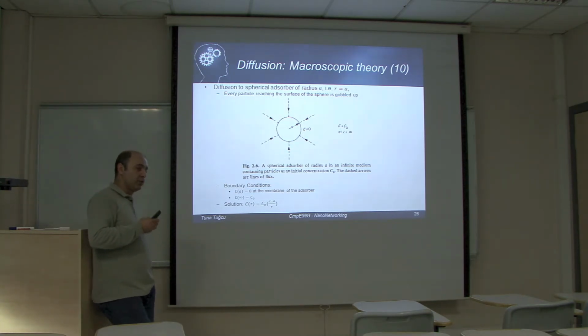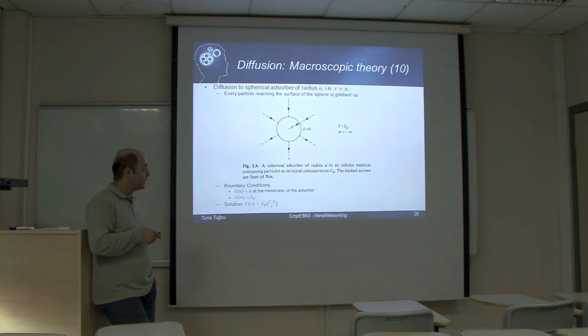Of course, the aim is to model, for example, what will happen when molecules are sent to a spherical cell. So every particle reaching the surface of the sphere is gobbled up by the sphere. So at a radius of a, the concentration at the surface of the sphere would be 0. It's just taking it and, let's say, destroying it. Okay, so the concentration of that molecule at the surface will always be 0, no matter how long the experiment takes.